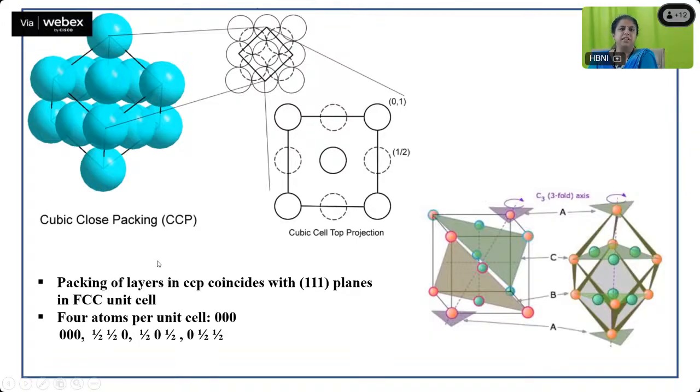Okay, so this we just did. Close packed layers in CCP coincide with the 111 plane of the FCC unit cell. There are 4 lattice points per unit cell. I should not say atoms. This is wrong. Never say atom. Of course, the lattice point could be an atom, or a lattice point could be empty space. But these are the lattice points which you repeat in 3 dimensions, and you will get your crystal structure.